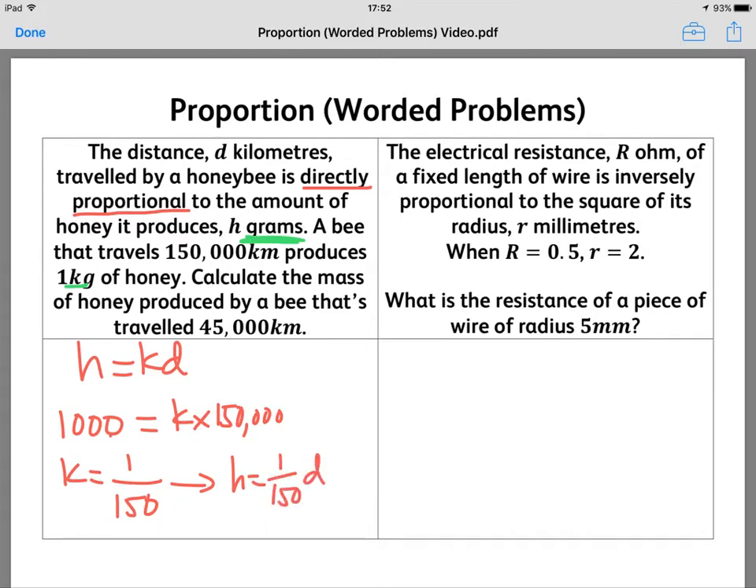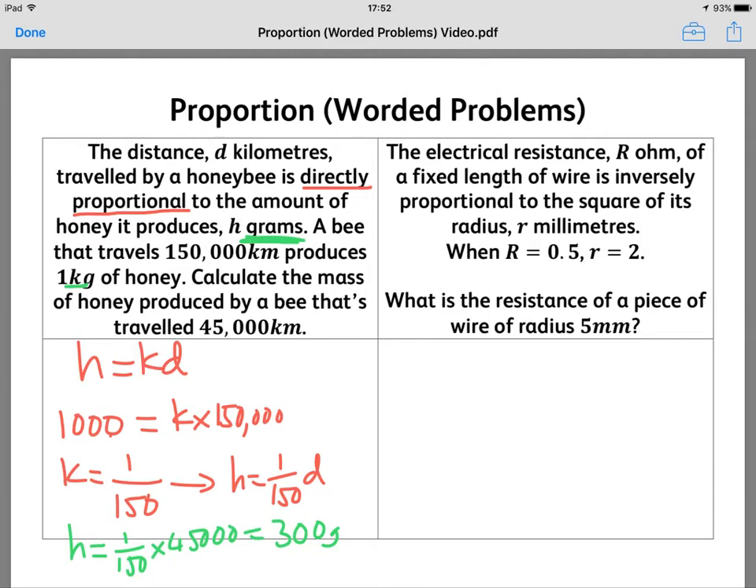Right, it then says calculate the mass of the honey produced by a bee that's travelled 45,000 kilometres. So I'm almost out of room here, but I hopefully will be able to squeeze it in. So therefore, I need to go H equals 1 over 150 times 45,000. I really am running out of room. Okay, and that would be 300 grams, which seems sensible. It's going to be less than the 150,000 travelled, isn't it? So that would seem fair enough.